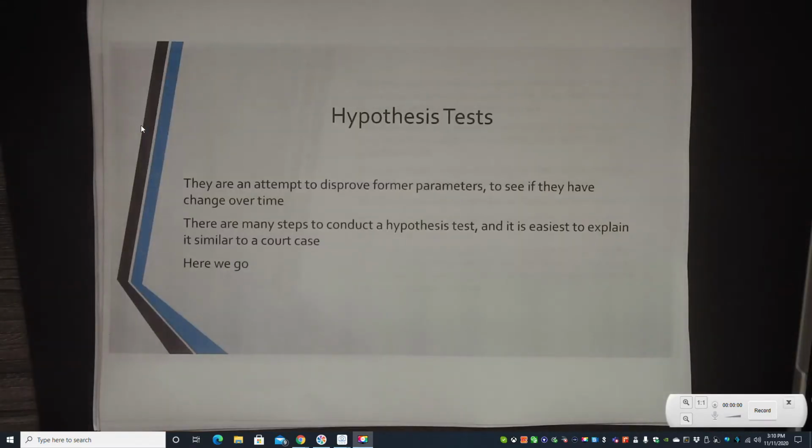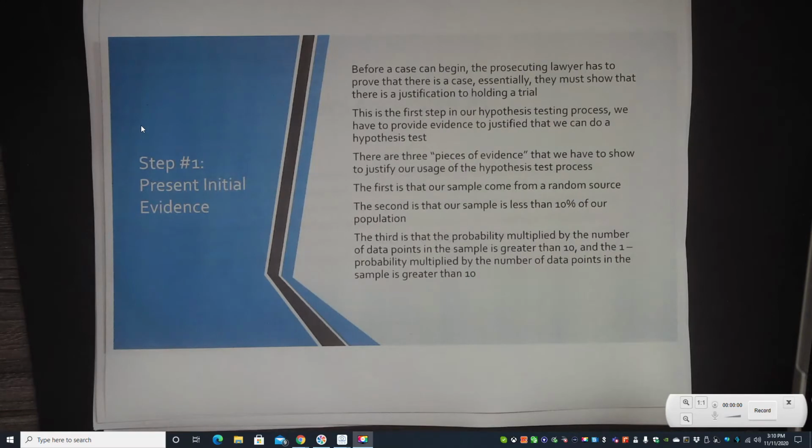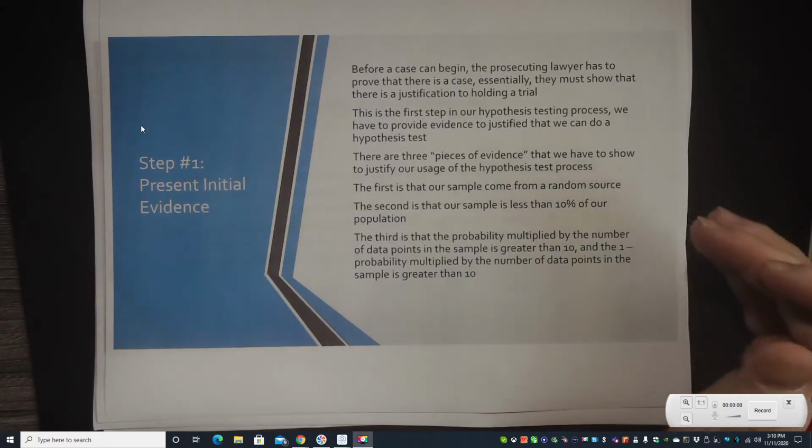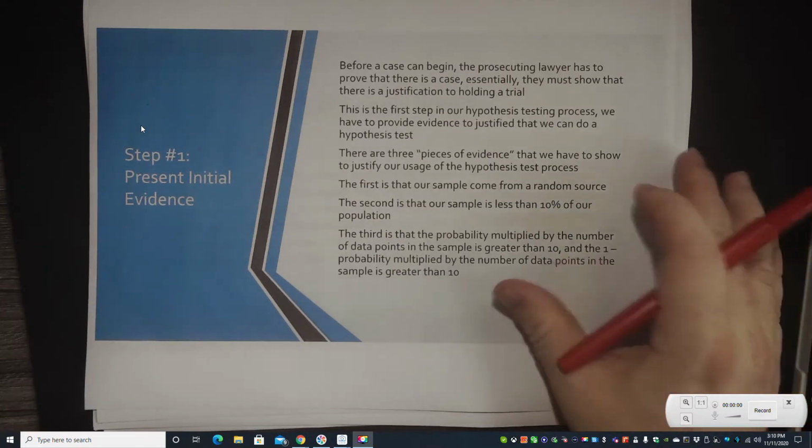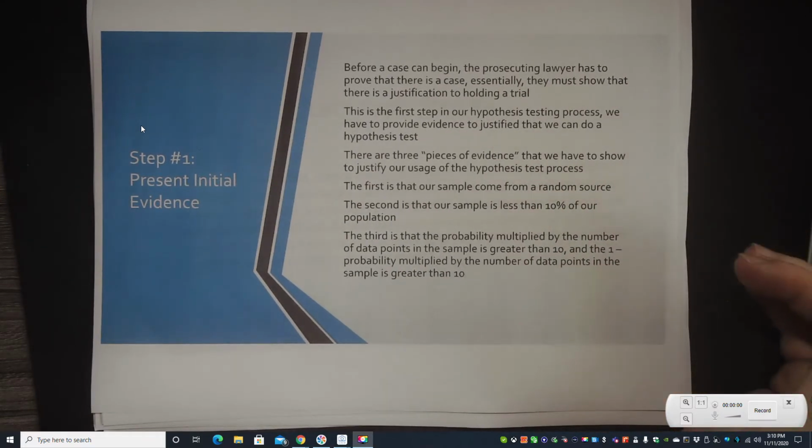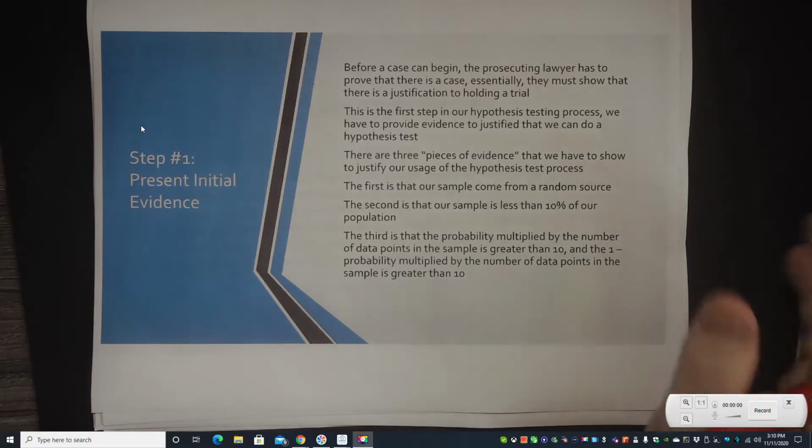Now, the easiest way to look at a hypothesis test is to look at it as a court case. Basically we're going to attempt to disprove a parameter to see if it has changed over time. So let's take a look at it. Step number one, we're going to present initial evidence. Before a case can begin, the prosecuting lawyer has to prove that there is a case. Essentially, they must show that there is a justification for holding a trial. This is the first step in our hypothesis testing process.